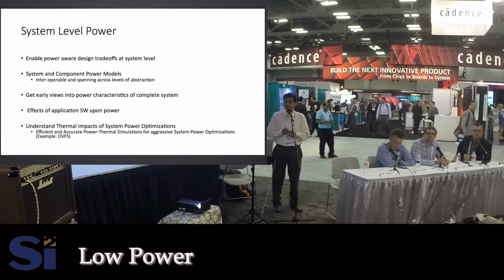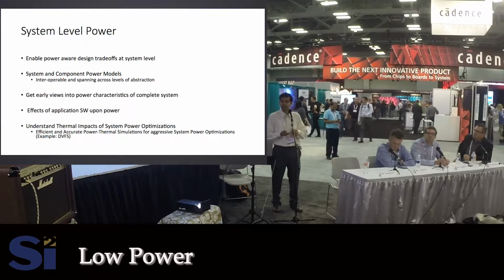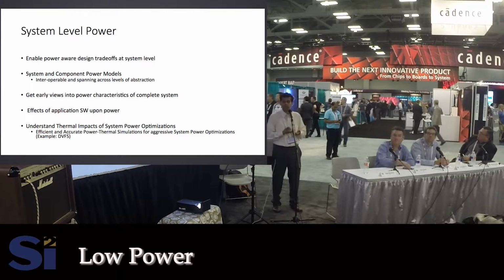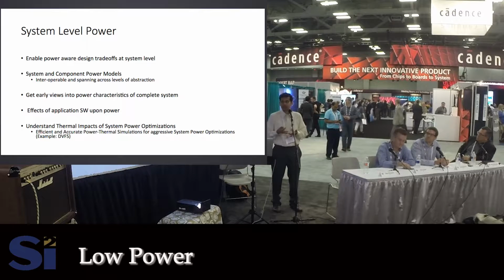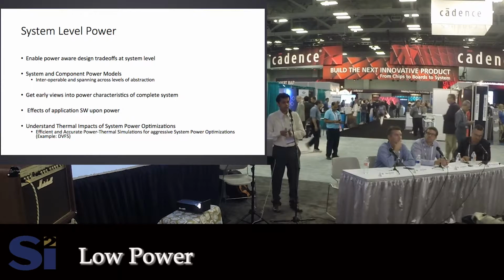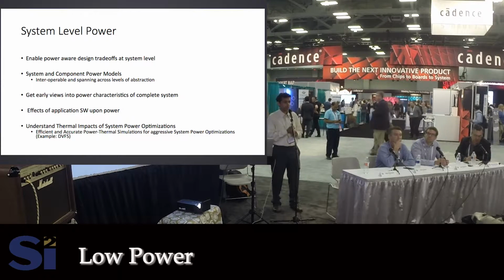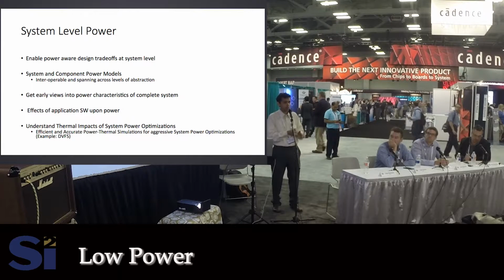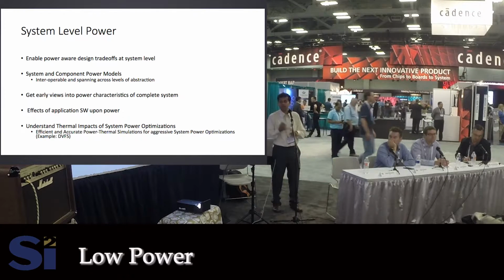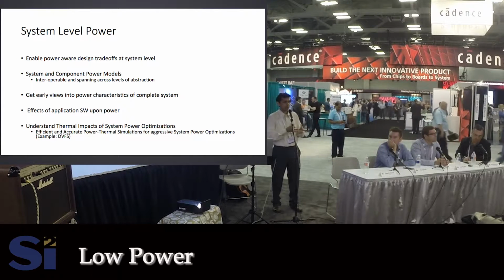So that's the whole idea. If you have such interoperable models which span across levels of abstraction, that will actually give you early views into power characteristics of the complete system, right? The next aspect is even more important. Again, you heard with 14 nanometer and later, dynamic power is taking a lot more importance. There's maybe 25% of leakage, 60-70% of the chip power is coming from dynamic power. So that kind of brings the whole application impact on power.